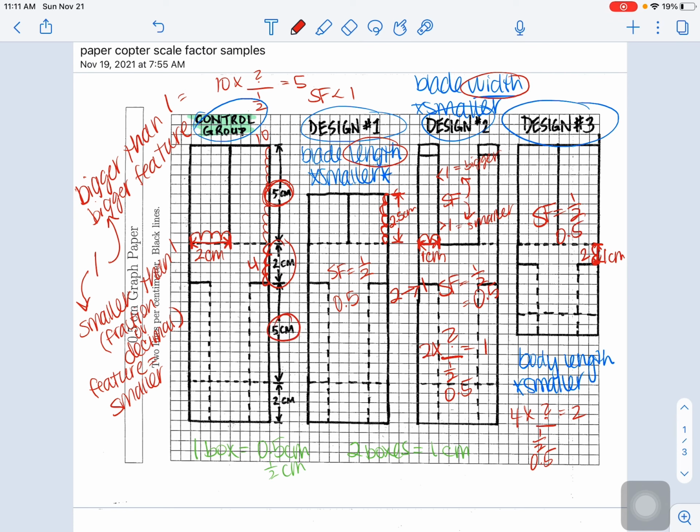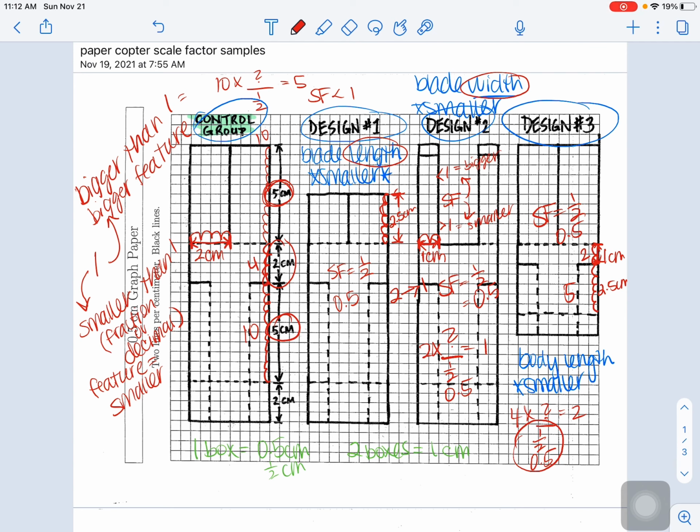So here we had 5 centimeters or 1, 2, 3, 4, 5, 6, 7, 8, 9, 10 boxes. So if our scale factor was 1/2, we should go from 10 boxes, 10 times 1/2 or 10 divided by 2 should get us to 5, right? 1, 2, 3, 4, 5. There it is. We know 5 boxes is 2.5 centimeters too.